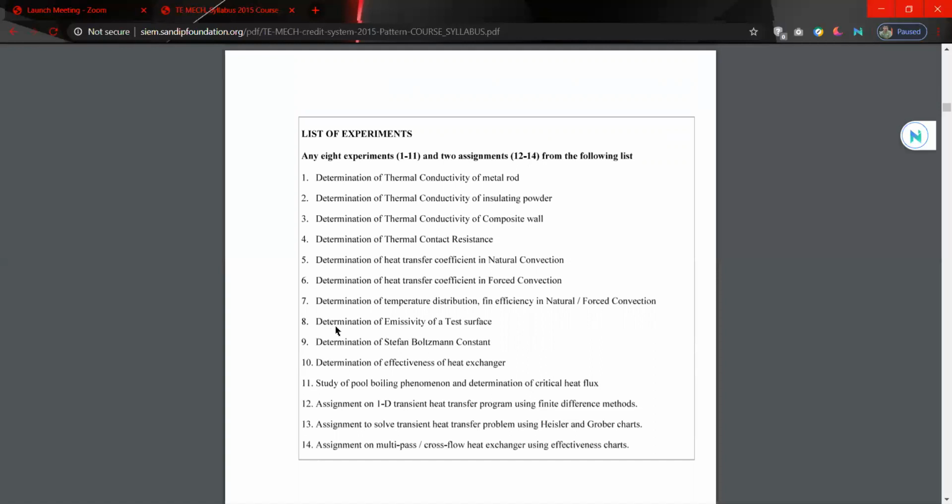The 8th experiment is determination of emissivity of test surface. The next experiment is determination of Stephan-Boltzmann constant. The 10th experiment is determination of effectiveness of heat exchanger. The 11th experiment is study of pool boiling phenomena and determination of critical heat flux.